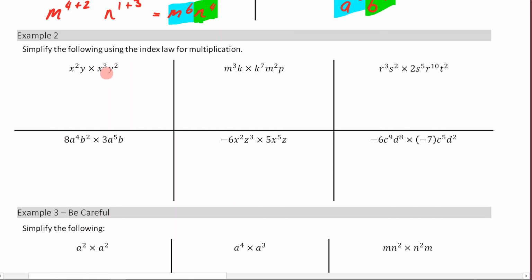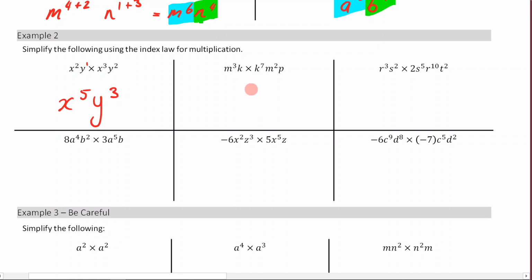x squared y times x cubed y squared. Well, here I have x squared, here I have x cubed. 2 plus 3 is 5, so it's going to be x to the 5. Then I have y squared. Now, there's an invisible 1 here because this means I have 1 y. So it's going to be 1 plus 2 is 3.